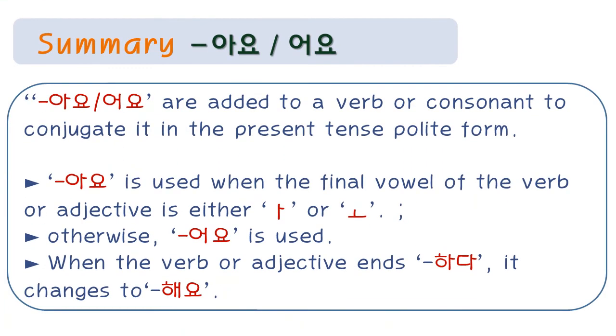So if we look at a summary of today's lesson, when we want to conjugate a verb or an adjective into the present tense polite form, first we remove da from the dictionary form. Second, we check whether it ends with the vowel a or o, and then we can see whether we need to add ayo, oyo, or heyo. Then once we've added that ending and we've contracted any vowels that we need to contract, then that becomes our conjugated present tense polite form of the verb.